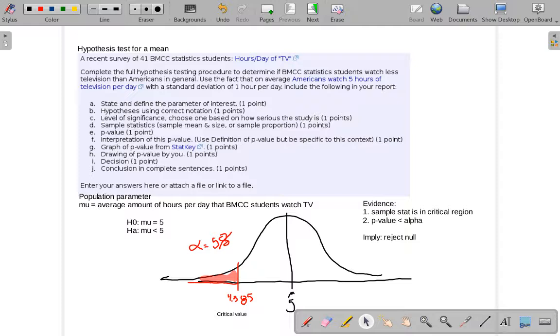We're going to complete a full hypothesis test procedure. And so there's a model for this in the week 7 information of the course. Make sure you go through all the steps. That's what I'm going to do here.